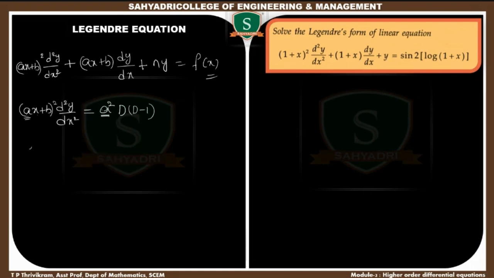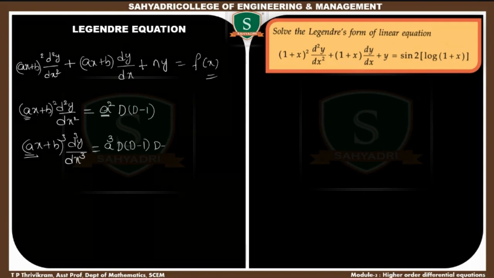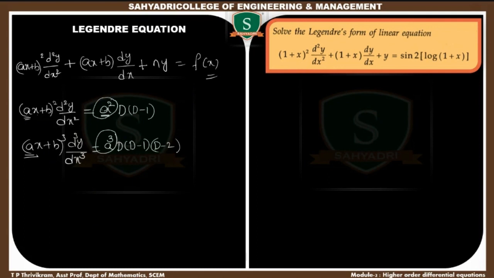Similarly, suppose you are having ax plus b whole cube into d cube y by dx cube, that means the third derivative. How can you write it? x quotient power, that means a cube d into d minus 1 into d minus 2, similar to Cauchy's equation. So like that it will continue. The only extra thing it will add here is the quotient of x. Clear? Here also a square is nothing but the quotient of x. Okay, remaining everything will remain same.